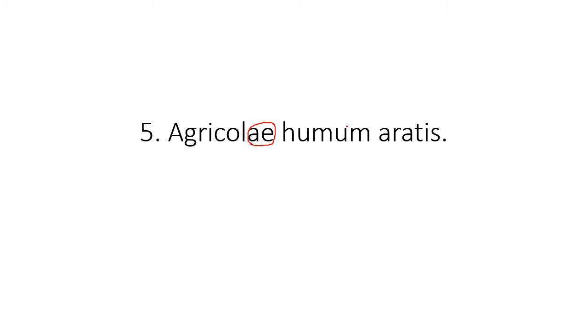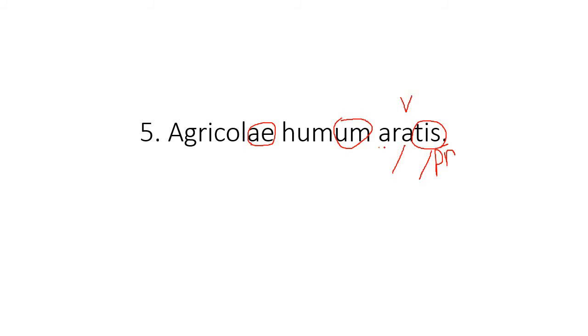Agricolae, humum, aratis. All right, start off by finding your verb. Our verb is where we would expect. It's at the end. That's where we see it most often. All right, so let's go ahead and label that verb. Tis ending, there's no ba or be, so we know it is present tense. Let's get that right on the first try this time.